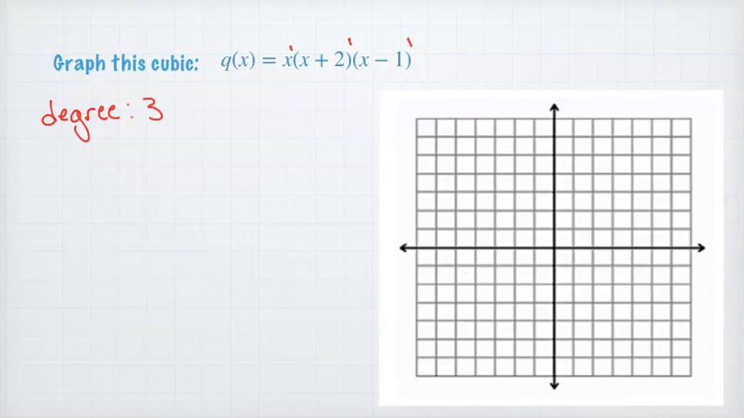Okay, I'm going to look at my leading coefficient. I'm going to say, all right, well, there's a 1 in front, a 1 in front, and a 1 in front. 1 times 1 times 1 is 1. So the leading coefficient is 1, and that's positive.